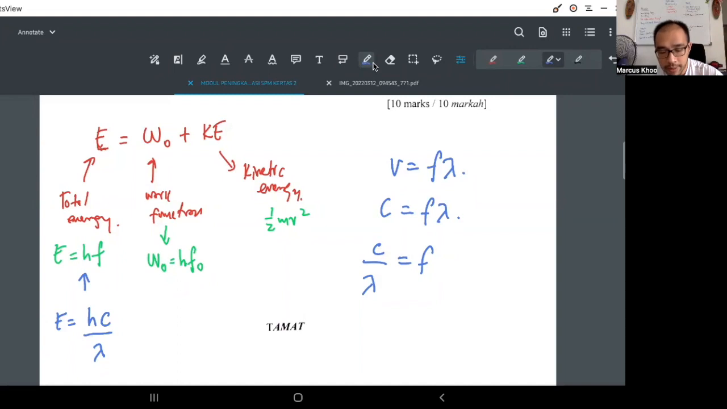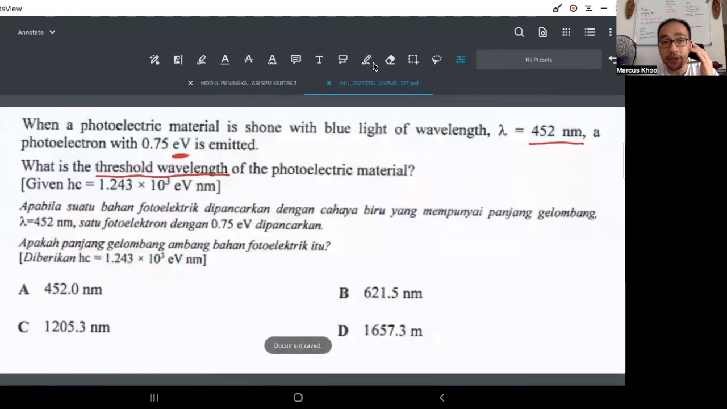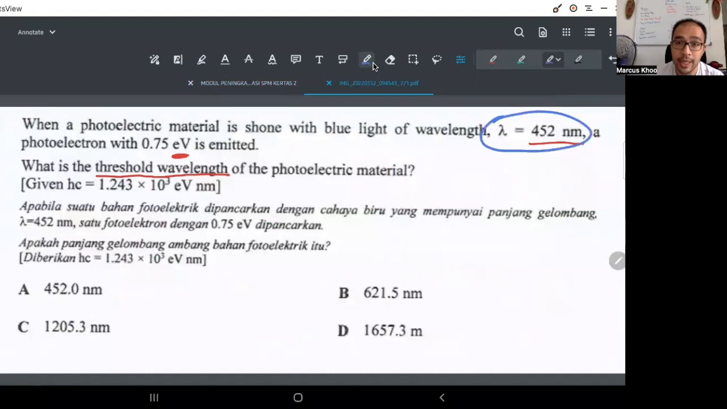Now, coming back to this question, what is given to us are these very strange values. You are given the wavelength, 452 nanometers. And then the photoelectron with this energy is emitted. So this one is actually our kinetic energy.